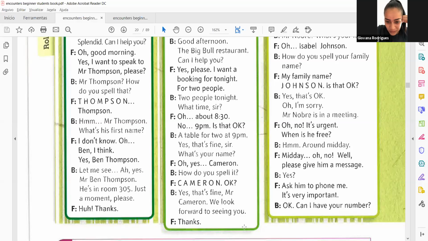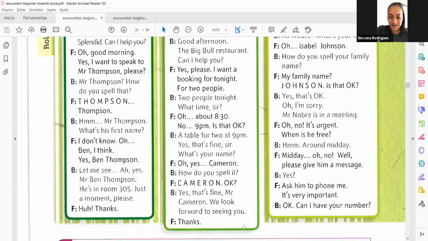How do you spell it? How do you spell it? Spell it. Yes. How do you? Very good. C-A-M-E-R-O-N. Okay? Yes. That's fine, Mr. Cameron. Cameron.